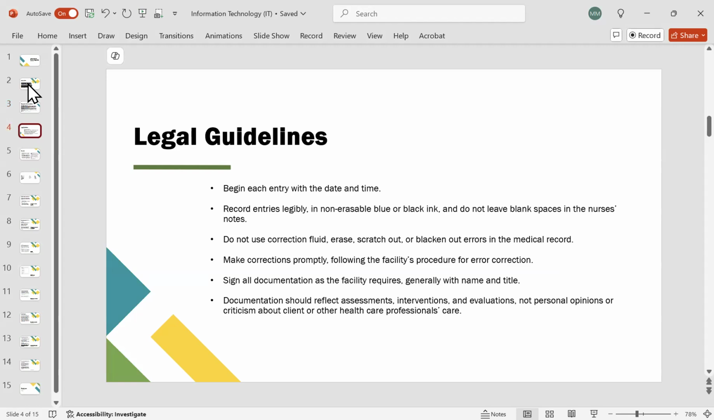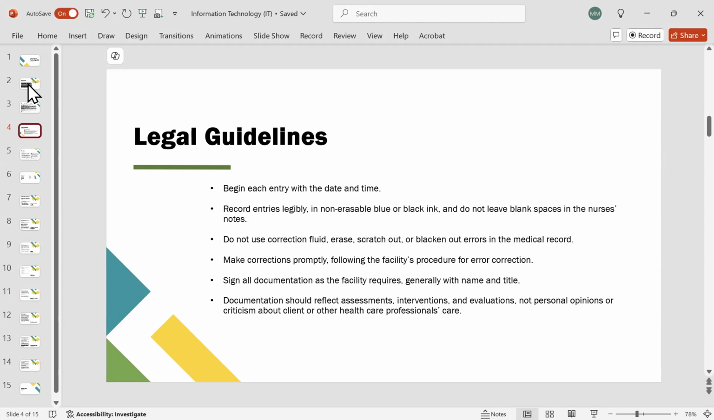So, legal guidelines for documentation. Every entry starts with the date and the time, okay? It says legibly, but most of you are going to be dealing with electronic medical records. But if you are dealing with paper, you can use blue or black ink. That's it, okay? Never leave blank spaces in a paper chart.